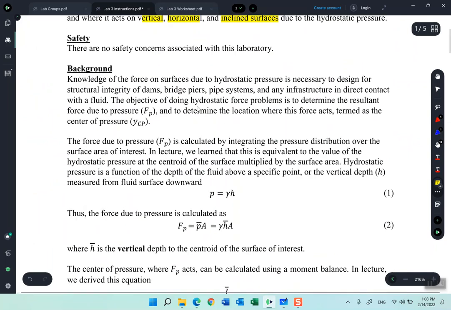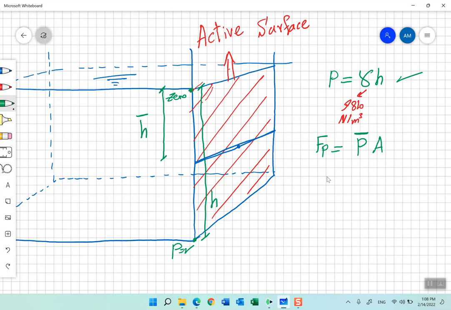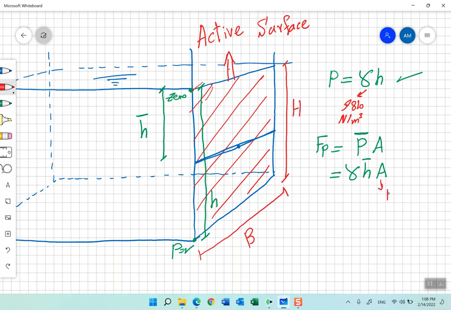So now we understand everything, but there's also one more thing we didn't cover. Now I got FB, and to simplify this equation, it will be equal to gamma H bar, then the area. And the area is basically the area of this section. If it is a rectangular section with width B and height H capital, then the area will equal B multiplied by H, right?